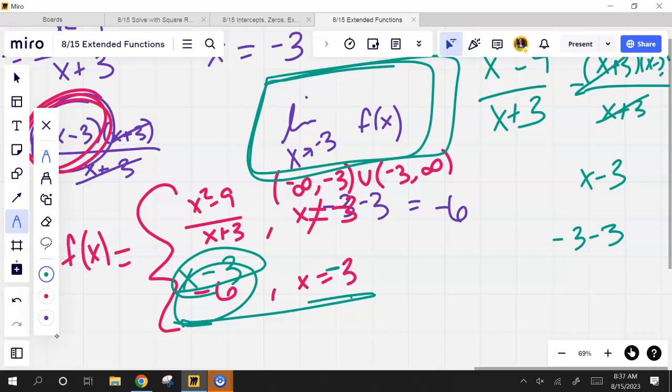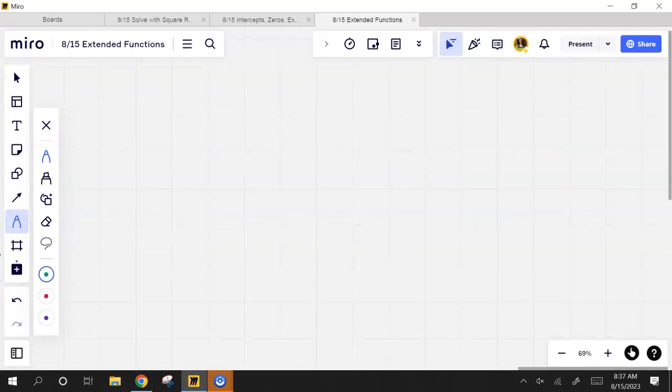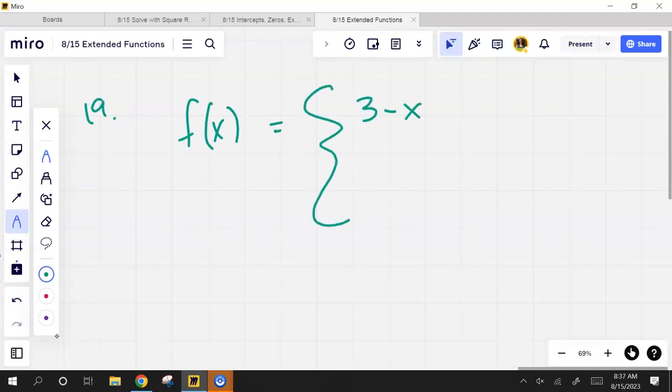Yeah. Let's see. F of x equals, this is number 19, by the way. Remember, I'm not going to be here tomorrow. Did I tell you A and B? Find each point of discontinuity.